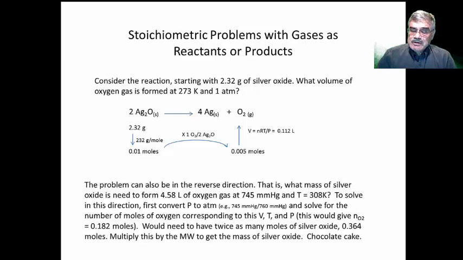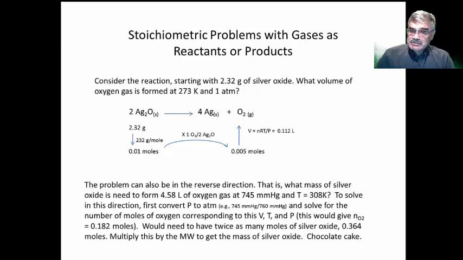But the pressure is 745 millimeters of mercury. That means I'm going to have to convert that to atmospheres. And how would I do that? By dividing by 760 millimeters of mercury, because there's 760 millimeters of mercury per 1 atmosphere. Okay, so to solve this, first of all, let's convert our pressure to atmospheres by dividing by 760. The temperature is already in Kelvin. Okay, so we've got those under control.